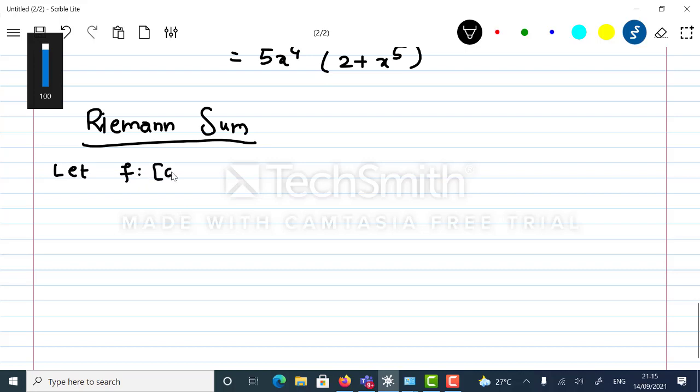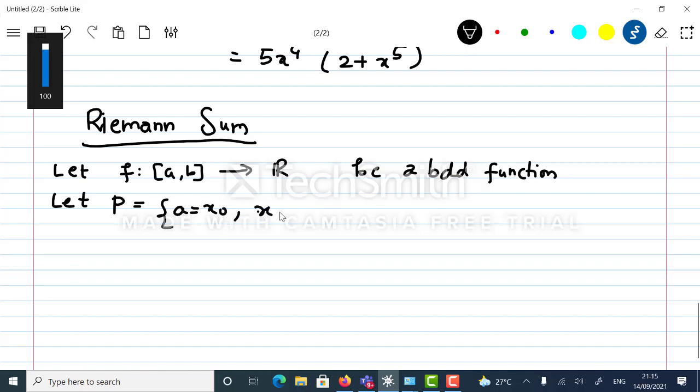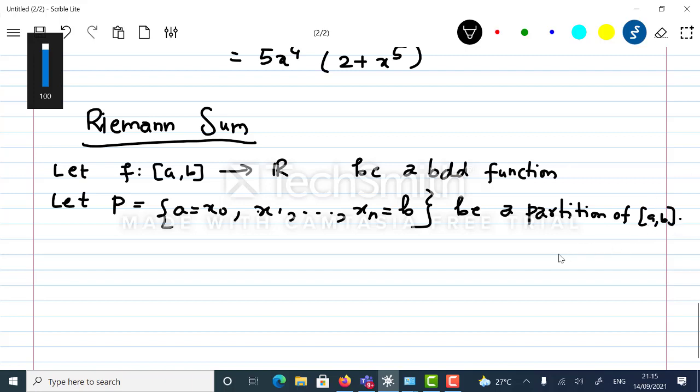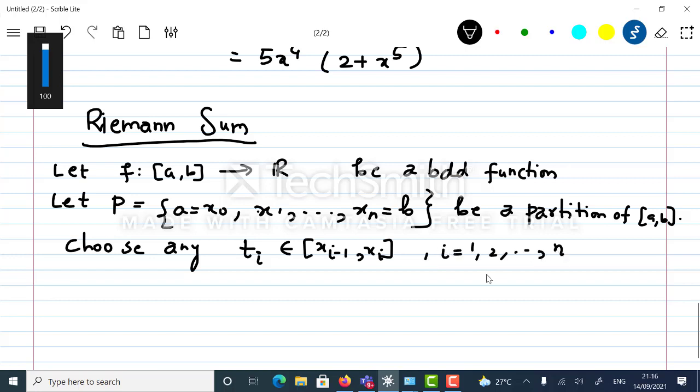Let f be a function from the closed interval a comma b to R, be a bounded function. Let small p, equal to a, which is equal to x naught, x1, dot dot dot, xn equal to b, be a partition of the closed interval a comma b. Choose any ti, that we will call a tag, from xi minus 1 comma xi, for all i going from 1 to n.